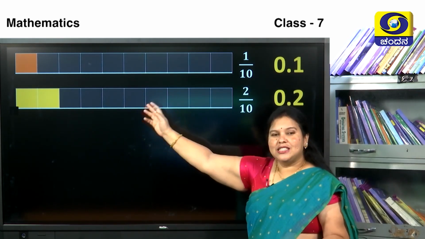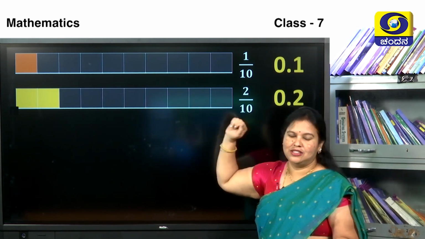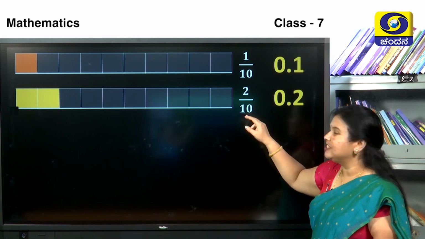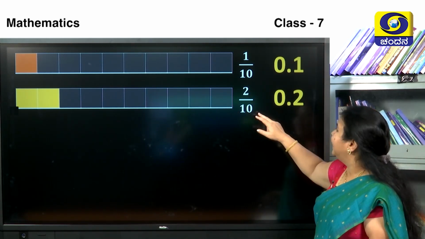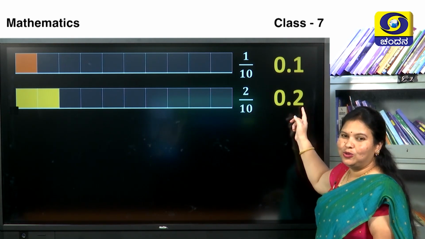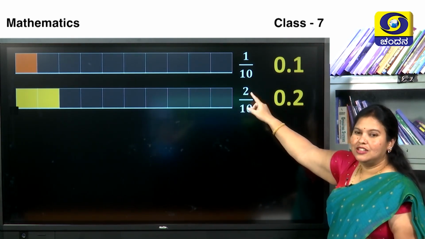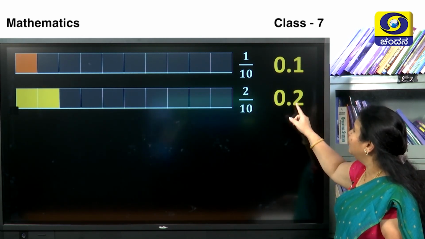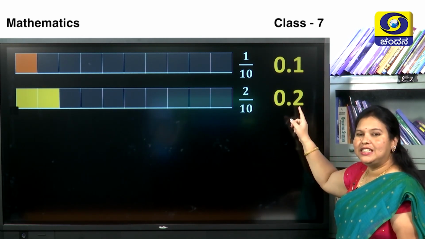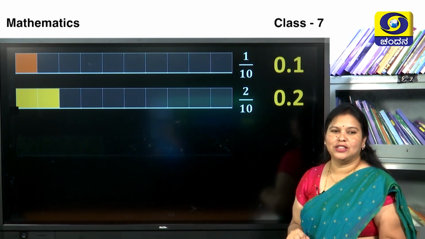Here 2 parts are shaded out of 10 boxes. So, we have to write it as 2 by 10. It can be written as 0.2. Please observe here, 2 is in the numerator. So, we have to write this 2 after the decimal point in 10th place. We will see the next one.